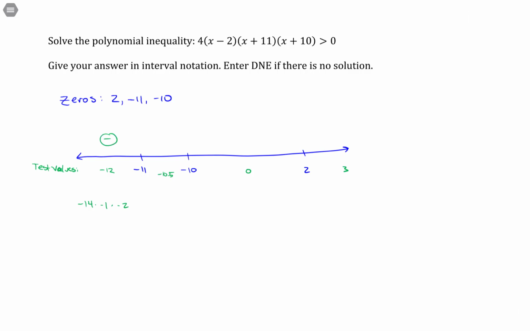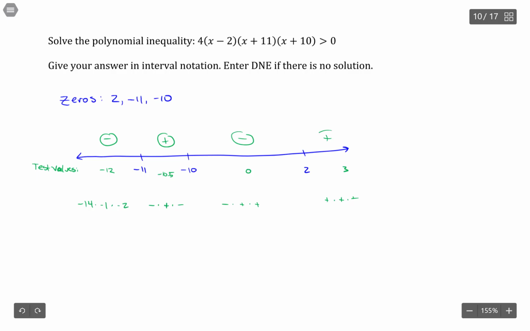With negative 10.5, negative 10.5 minus 2, it doesn't really matter what the value is, it's just that it's negative. And then negative 10.5 plus 11 is positive, and negative 10.5 plus 10 is negative. So the product of 2 negatives and a positive is positive. And when I put in 0, we have a negative value times a positive value times a positive value, so the result is negative. And when I put in 3, it's positive times positive times positive, and the result is positive.